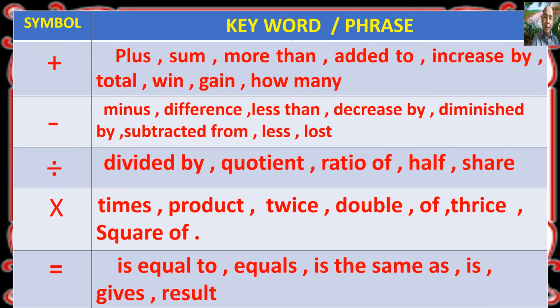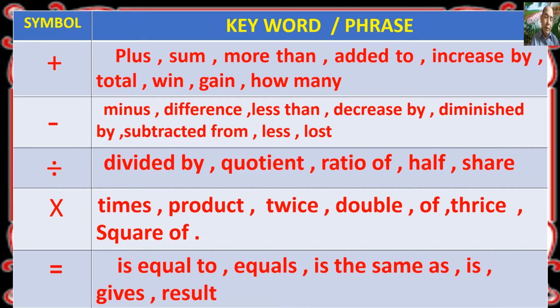The other one is product. What is this product? Product is the result of multiplication. If you multiply 2 numbers, the product will be the result. Okay. With the word twice. Twice meaning you are going to multiply a number 2 times. Twice means 2 times. So multiply it by 2.